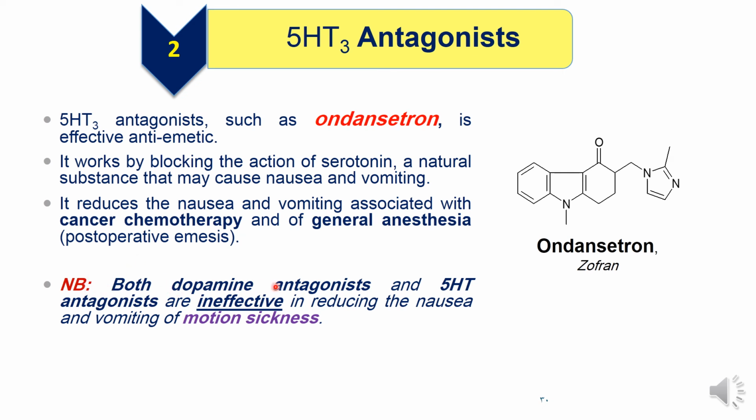Both dopaminergic antagonists and serotonergic antagonists are ineffective in treatment of nausea and vomiting of motion sickness. This is the structure of ondansetron. This imidazole ring is characteristic for the ondansetron structure. Ondansetron is a 5-HT3 antagonist.